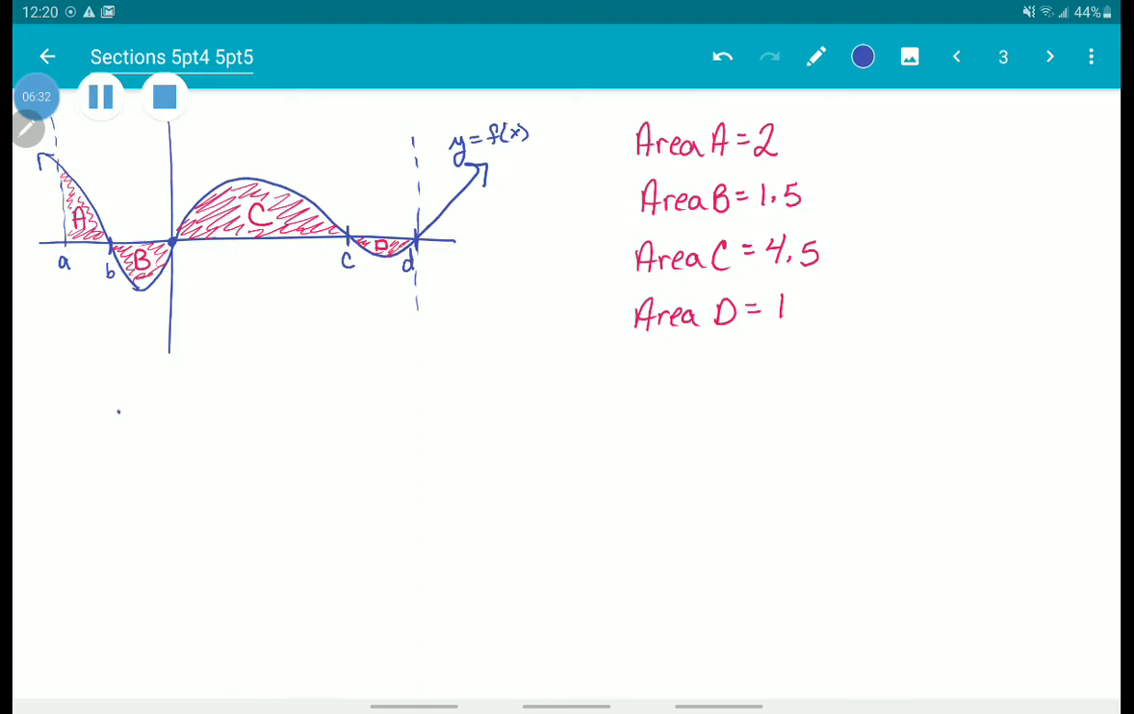So suppose I want to know what the integral is from 0 to C of f of x. Well, 0 to C would be this piece, so that would be area C, and the value of that integral would be that area of 4.5. It lives above the x-axis. It would be a positive value for that outcome.